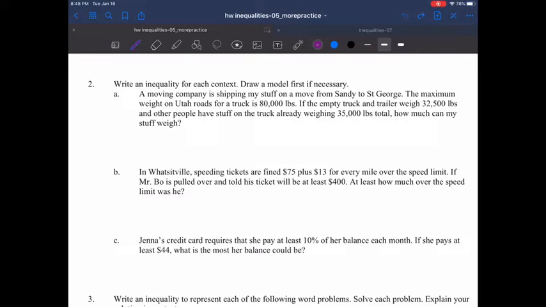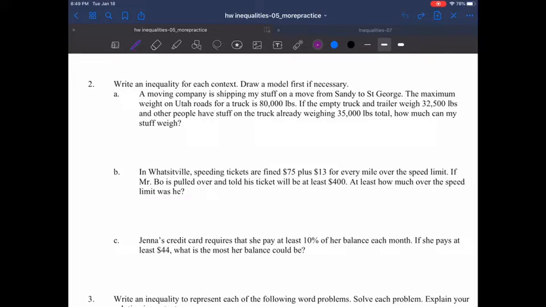All right, part A of number 2. A moving company is shipping my stuff on a move from Sandy to St. George. The maximum weight on Utah roads for a truck is 80,000 pounds. If the empty truck and trailer weigh 32,500 pounds, and other people have stuff on the truck already weighing 35,000 pounds total, how much can my stuff weigh?